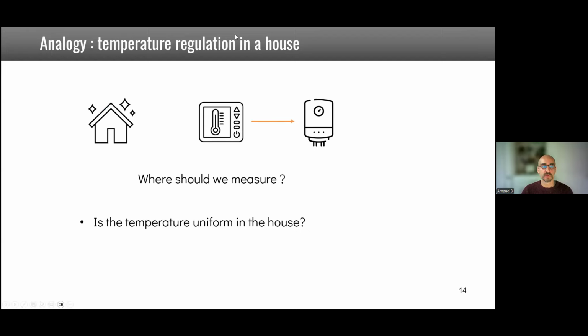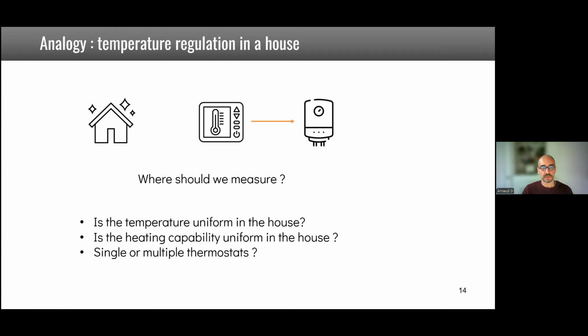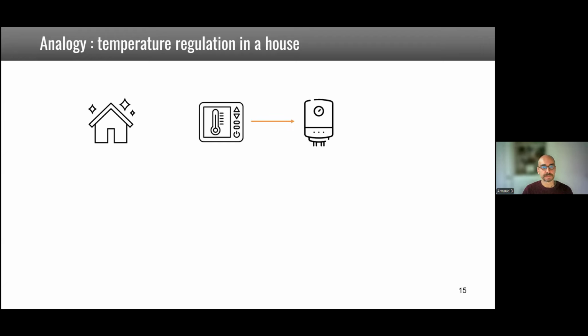So if you just put one thermostat in the living room, and then you have rooms on other floors, are you going to achieve a good temperature as well if you have only one thermostat? Is the heating capability the same? Because you make a control law, you're saying I have to heat that much, but maybe your heaters are bigger in one room than in another one, and so you don't reach this comfort everywhere. Okay, so the question is, maybe you should use multiple thermostats, not measure temperature only in one place, but at different places.